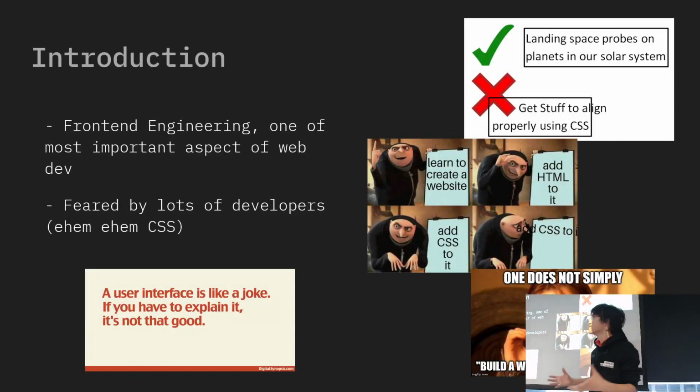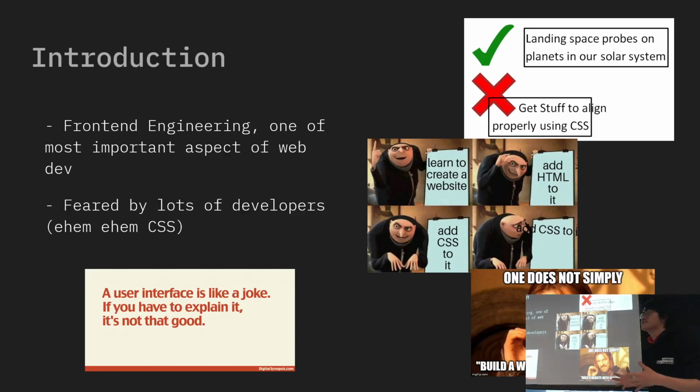Front-end engineering is probably one of the most important aspects of web development, but it's also one of the things that is feared by developers, because it's really hard if you actually try it. For example, getting plain CSS just to align certain things is really hard. Take a look at this: everything's all good and well. We learn to create a website, then we add HTML to it, and then we add CSS to it, and then suddenly the text doesn't look the way it should.